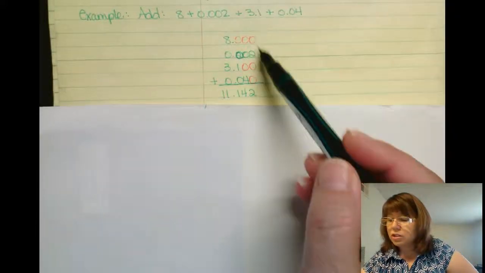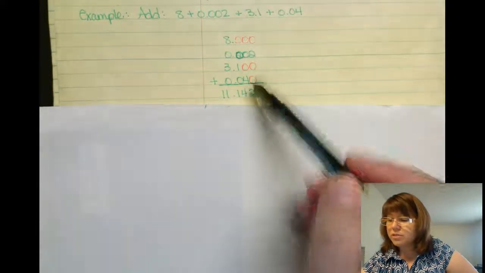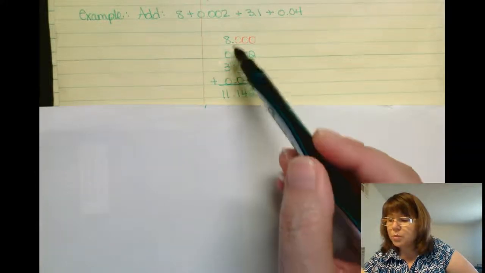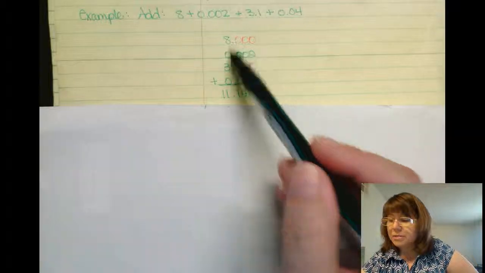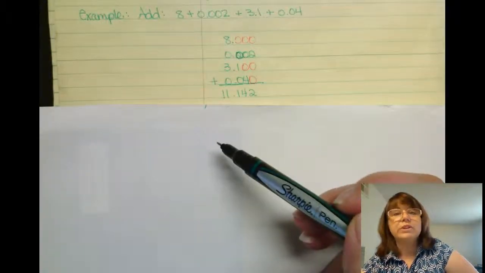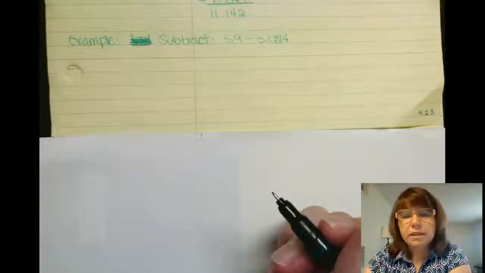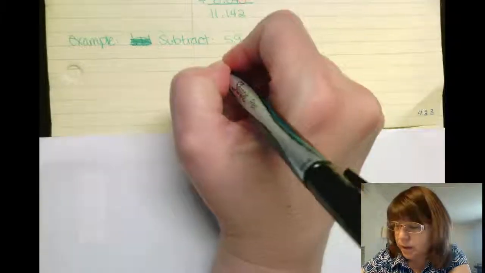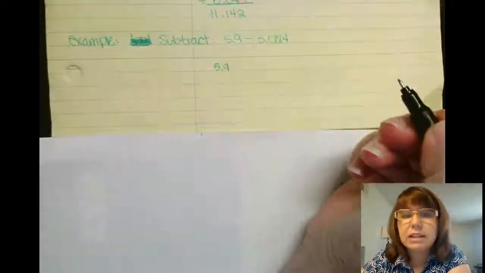And I end up getting 2, because 2 plus zeros are 2, 4. The next column is a 1. Bring down your decimal. 8 plus 3, 11. So my final answer is 11.142. Now I'm going to run through a subtraction problem. And first write it down. Again, aligning the decimals.